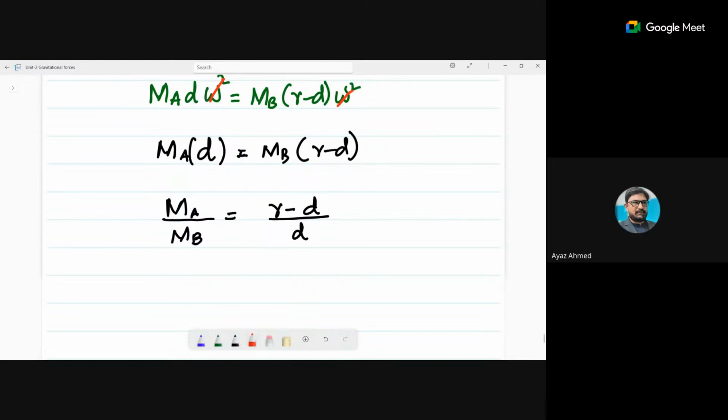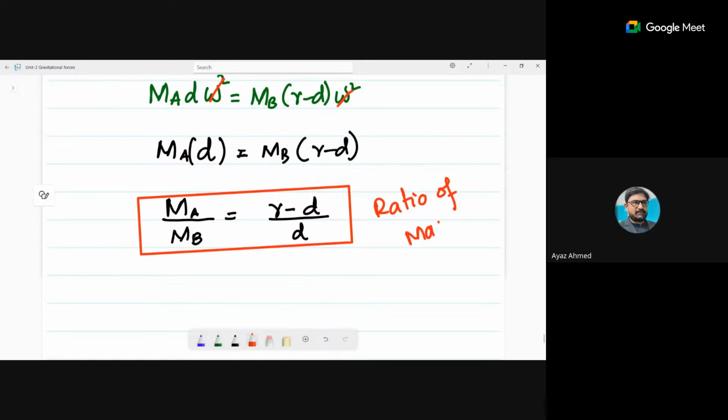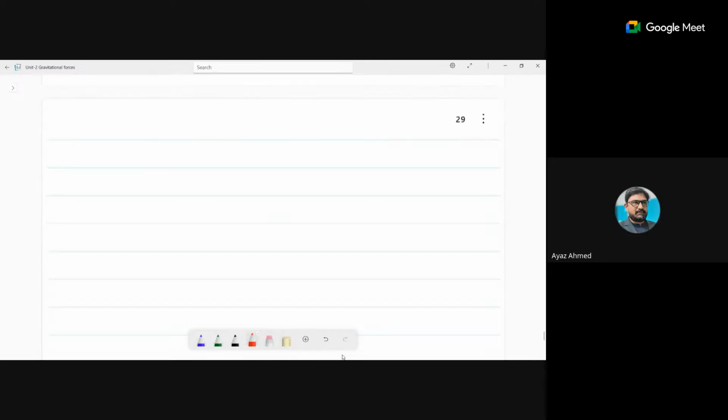So remember one thing, when you are asked to calculate the ratio of masses, either you recall this formula, or if not, then just put FC of A equals to FC of B. For the ratio of masses, this is important. But sometimes we are asked to calculate the individual masses. For individual masses, what will you do?